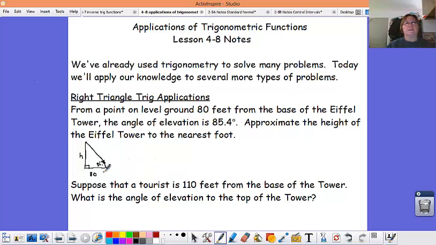So that's a right triangle. We could use our right triangle trig. So we've got opposite and adjacent. That means we're talking about a tangent. The tangent of 85.4 would equal the height of the tower divided by 80. And since we have a variable on the top, we're going to multiply. Our height is going to be 80 times the tangent of 85.4.